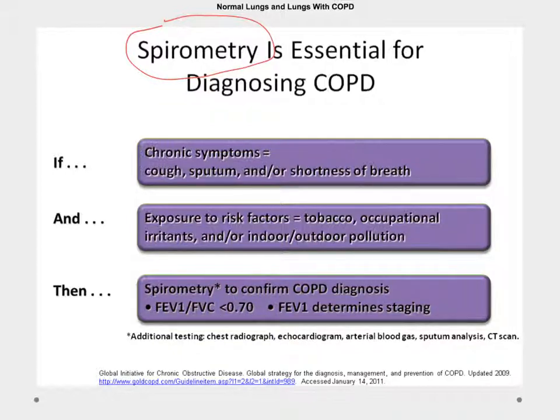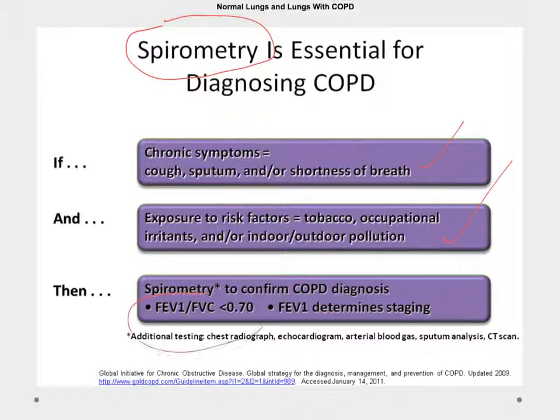So basically, if a patient presents with chronic symptoms, a chronic productive cough and shortness of breath, check. Okay, you could possibly have COPD. And then we ask them, do you smoke? Are you in an occupation that exposes you to an irritant? Check. Maybe they are a smoker. Okay, now we're going to send you to do spirometry to confirm the diagnosis of COPD.